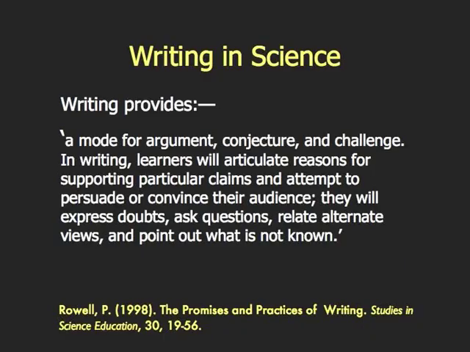Anybody here who, in adult life, has to write, understands that actually it's an art, a skill, it needs to be developed, and it's important in science in that sense. Here is Patricia Rao arguing about why it is so important. Okay. It articulates reasons for supporting particular claims and attempts to persuade or convince their audience. They express doubt, ask questions. And these are the kinds of things you want to do.